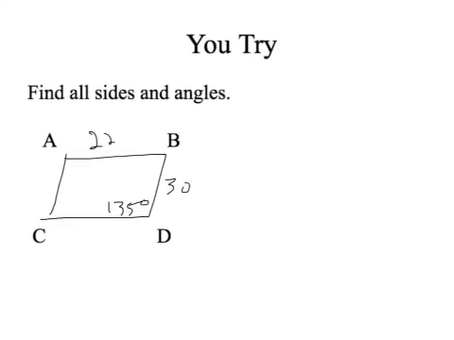Go ahead and pause and you try by yourself. Let's do our sides first. Opposite sides are congruent. So if AB is 22, that means CD is also going to be 22. If BD is 30, that means AC is going to be 30. And let's work out our angles. I'm going to do my opposite angle first. If D is 135, go opposite, that means A is 135. And then to get the other two angles, you want to take 135 and subtract it from 180, which would give you 45 degrees.